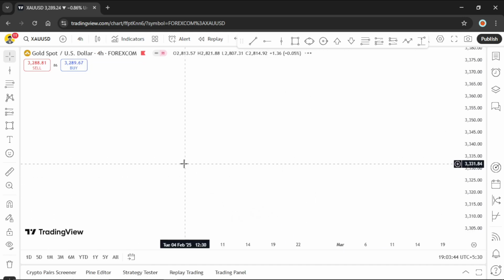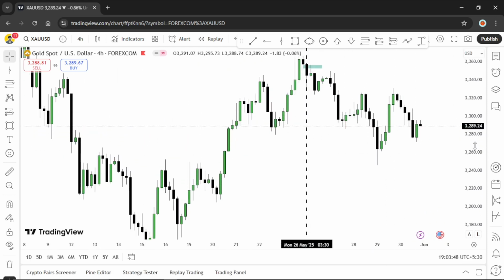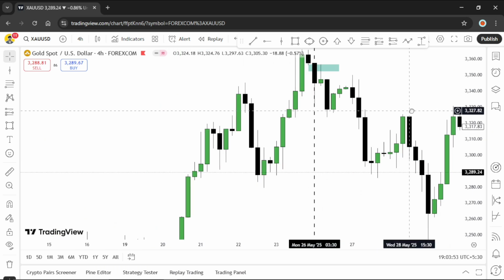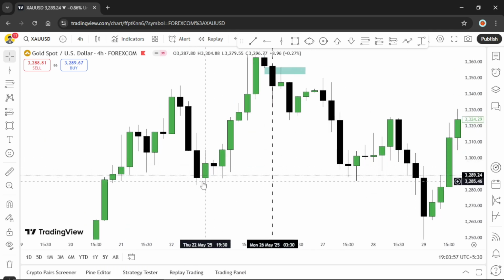So we can see that fair value gap in a good position for trading. Then we can see this area is an important support area. When the market reaches this level, the market makes a support. So we can draw this as a support area.